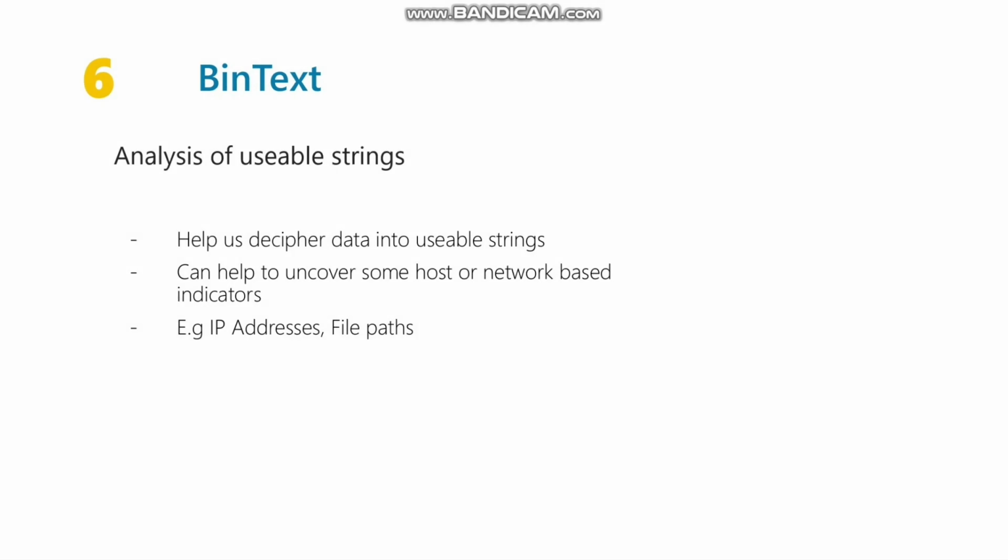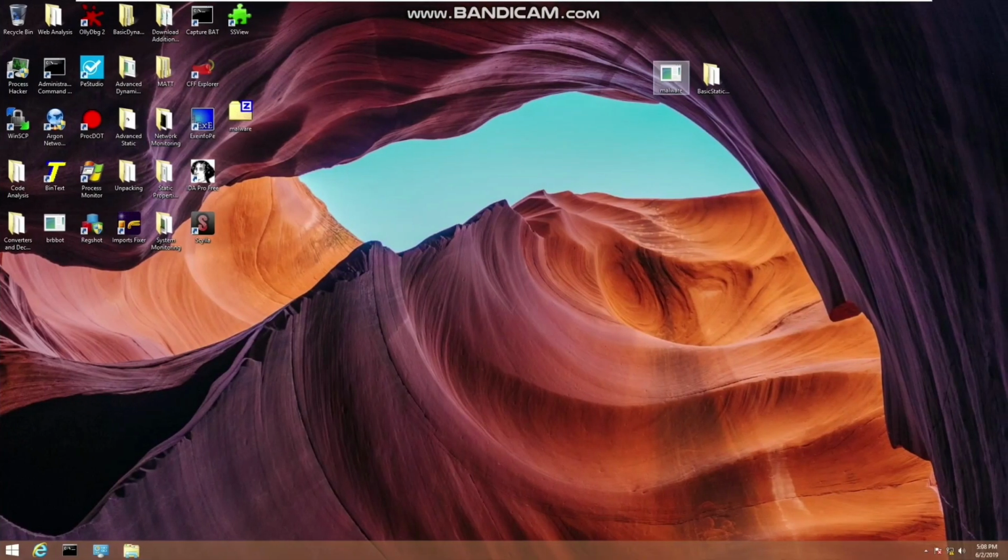And last but not least, I'll be using BinText for analysis of usable strings. So what BinText does is it helps us decipher data into usable strings and can help us to uncover some host or network based indicators, things like IP addresses and file paths. So let's just jump straight into our VM and perform the analysis.